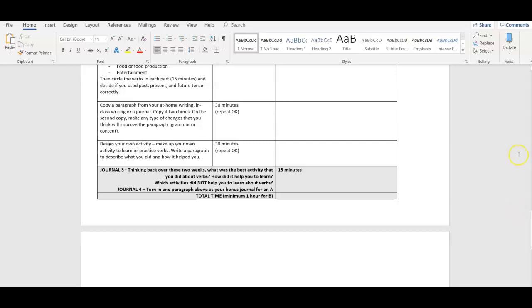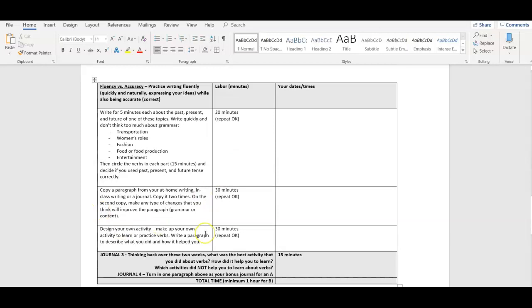Okay, and then if you are trying to get that bonus 1 hour for an A, you would want to turn in one paragraph above. So that means you could turn in one of your paragraphs about the past, present, and future of transportation, for example. Or if you revised a paragraph, you could turn that in as journal four.